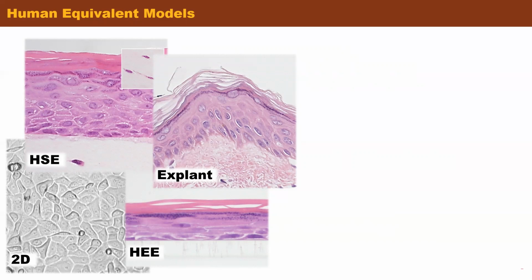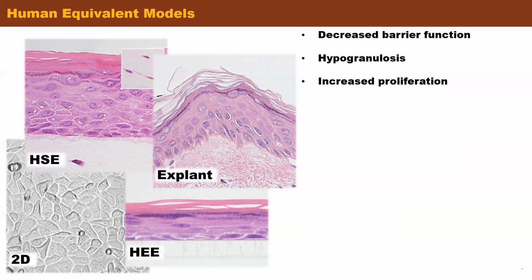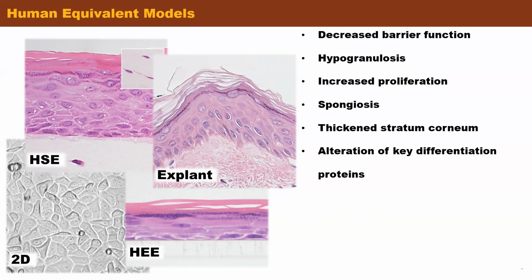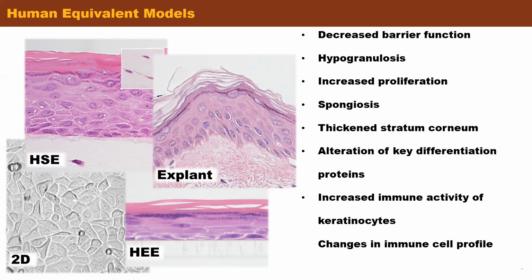Some key characteristics of atopic dermatitis recapitulated in these models include decreased barrier function, hypogranulosis, increased proliferation, spongiosis, thickened stratum corneum, alteration of key differentiation proteins, increased immune activity of keratinocytes, changes in immune cell profiles, and the interplay of different skin cell types in co-culture. Here I will present some advantages and limitations of each model, as well as some primary data from my laboratory.